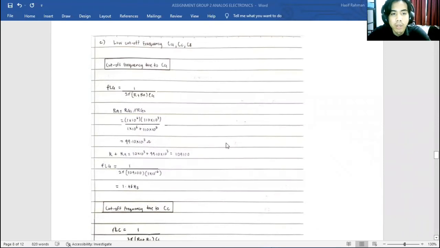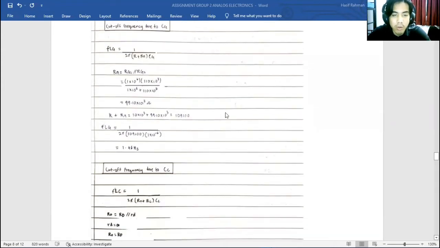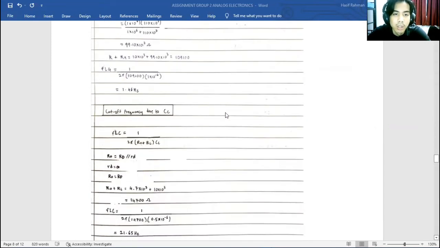Then by having the result of RA, we can calculate R plus RA equals to 109,100. Then we have all the information. We just substitute into the equation FLG and we will get FLG equals to 1.46 Hz.